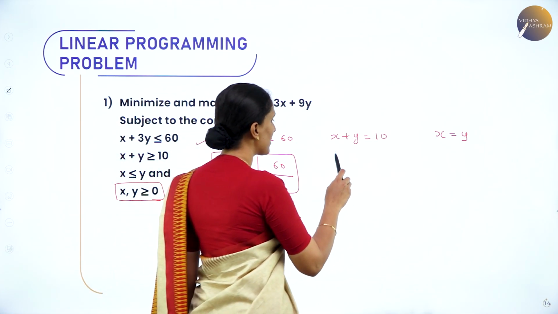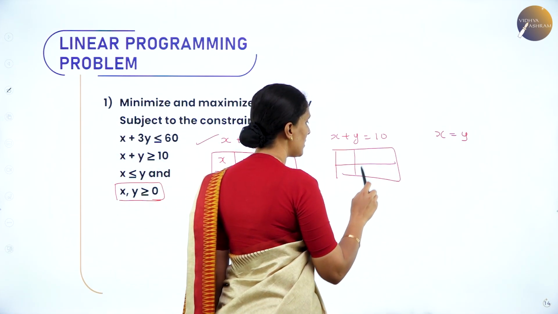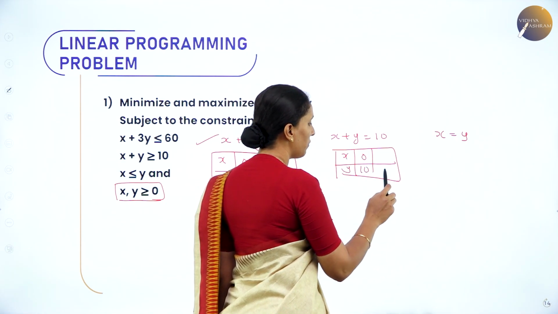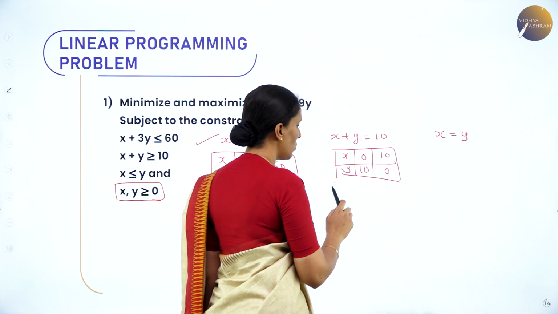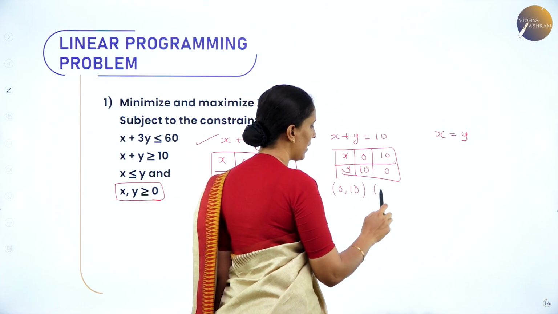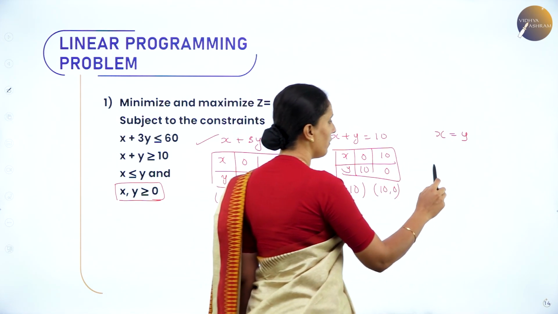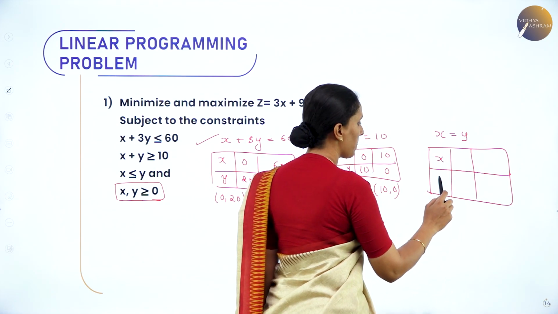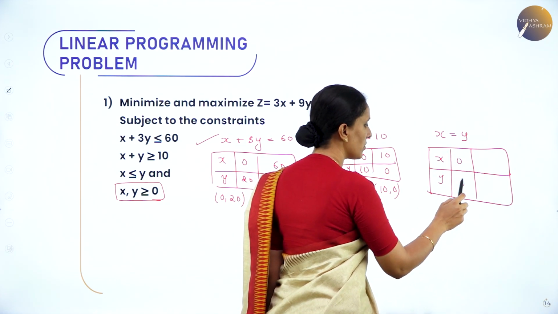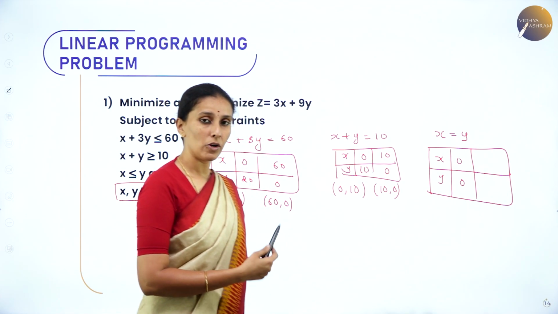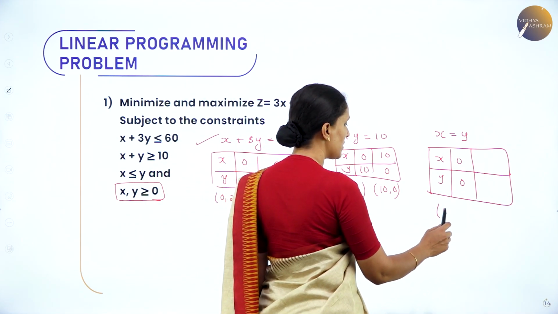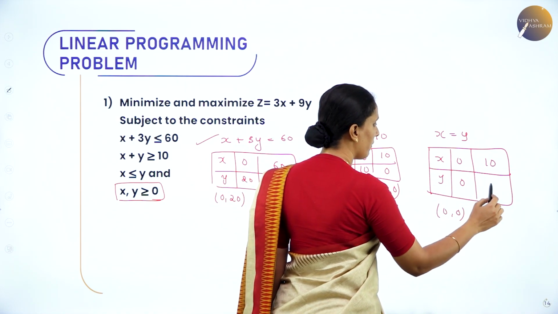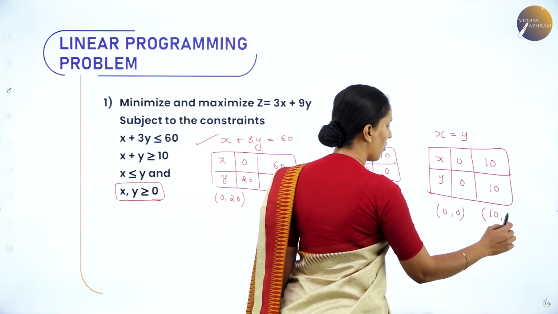The next one is x plus y equals 10. If you take x as 0, y is 10. If you take y as 0, then x is 10. So the points for this line are 0, 10 and 10, 0. And here we have x equals y. If we put x as 0, then y is also 0. I can't put y as 0 again because the point is already the origin 0, 0, so we need to take some other solution. Let me take x as 10, then y is also 10. So the point is 10, 10.